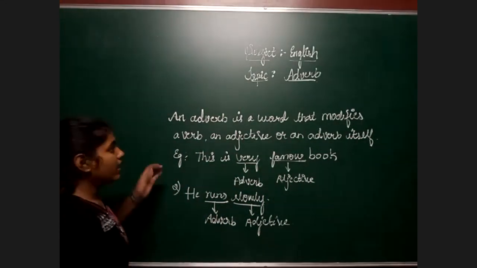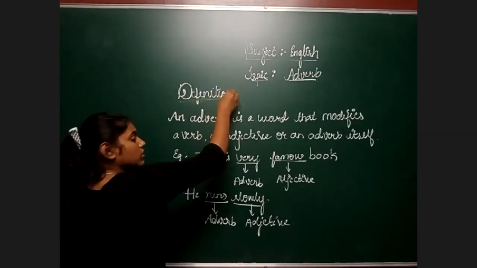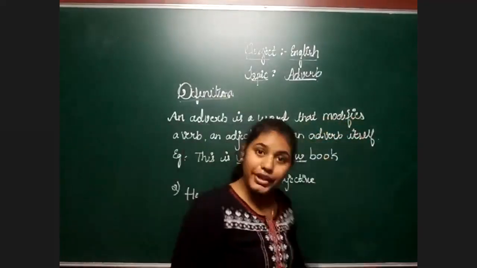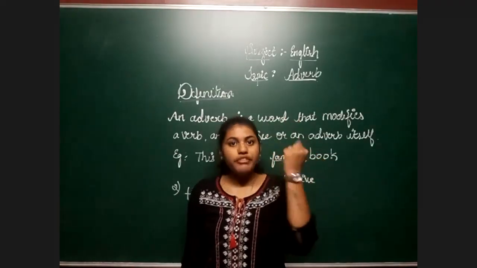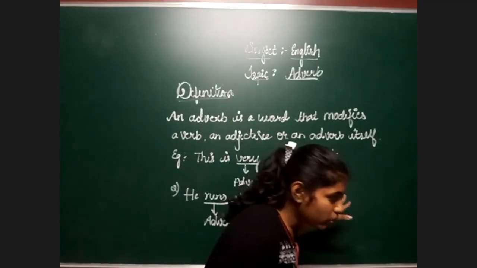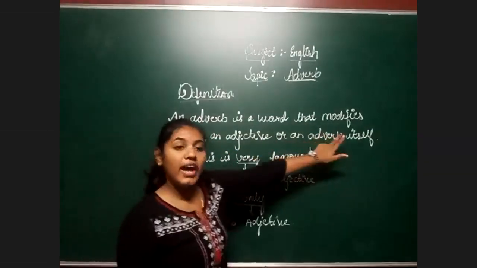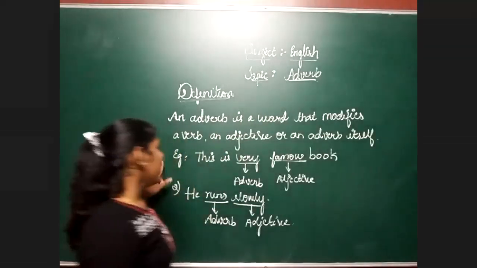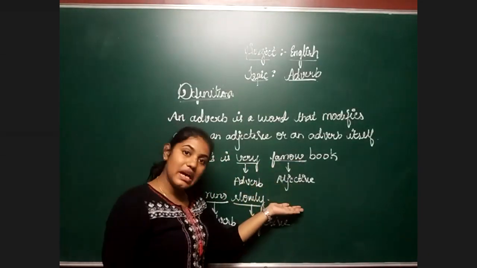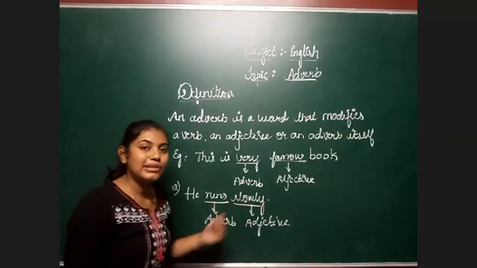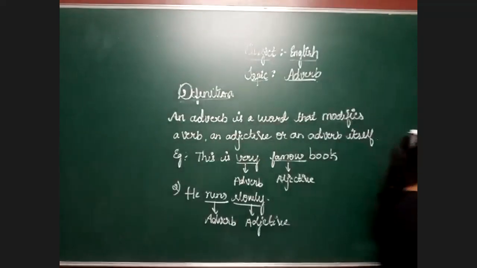Look here. An adverb is a word that modifies the verb. What does verb mean here? Verb is nothing but the action word, and the word which modifies the verb we call an adverb. Next, it modifies the verb, an adjective or an adverb. This is the definition. Example: This is a very famous book. In the above example, very is an adverb and famous is an adjective. Second one: He runs slowly. Runs is a verb and slowly is an adverb. Take it down. Any doubts in the definition and example?